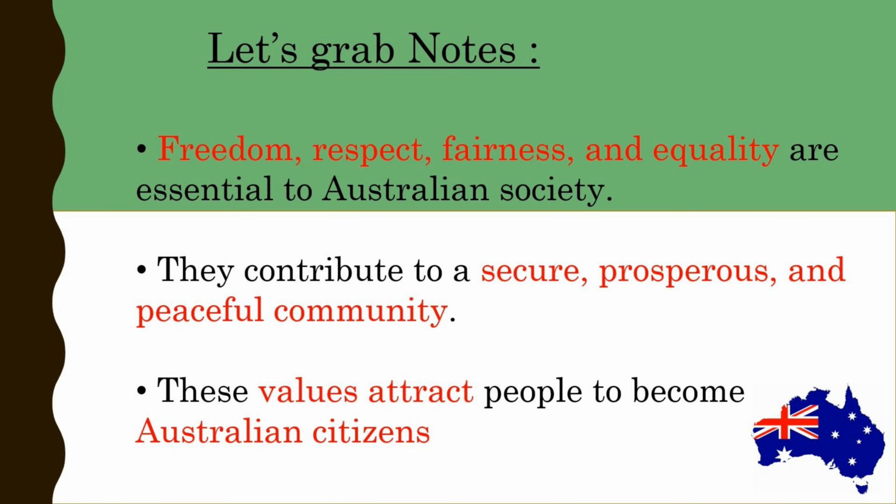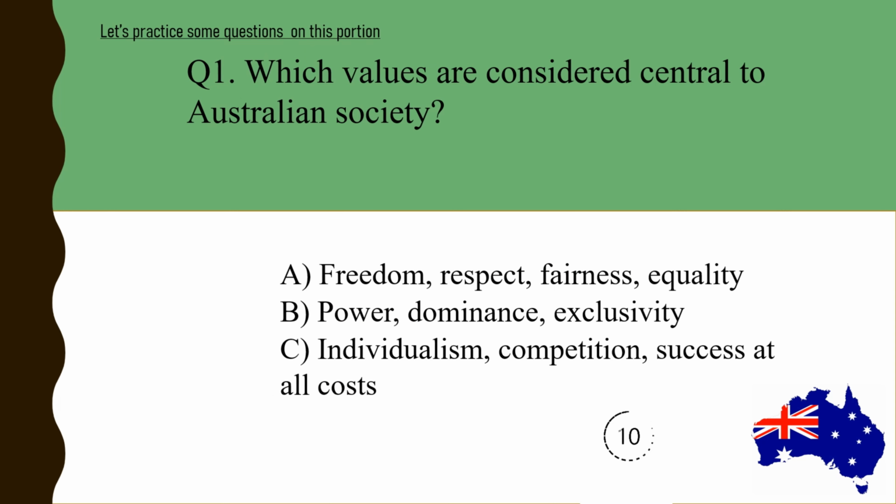So let's grab the notes. So the main point is freedom, respect, fairness, and equality are all essential to Australian society. The second point is they contribute to a secure, prosperous and peaceful community. They means these values. So these values attract people to become Australian citizens. So these are the main 3 notes. Let's check the questions now.